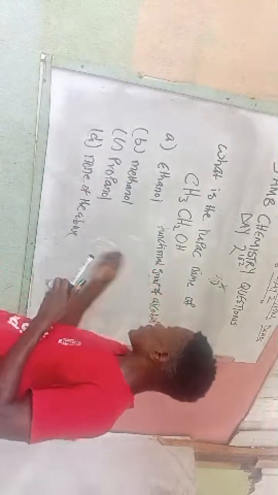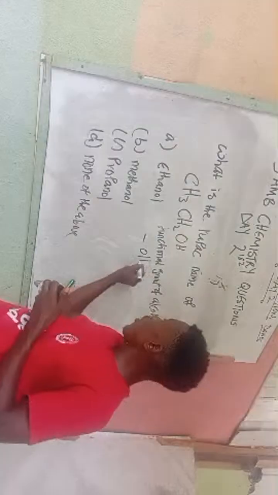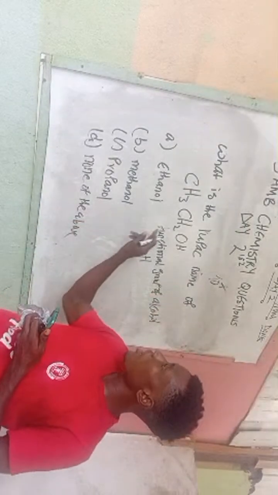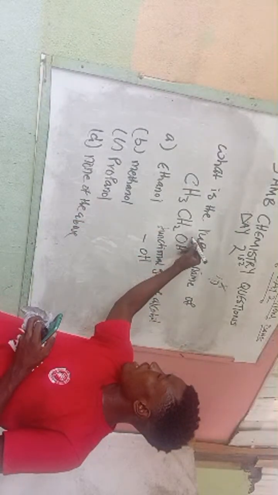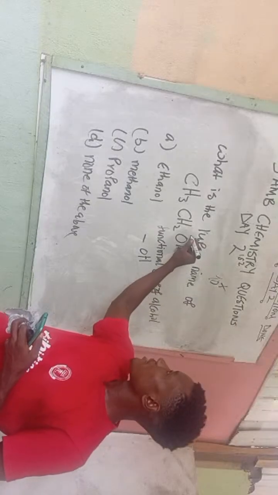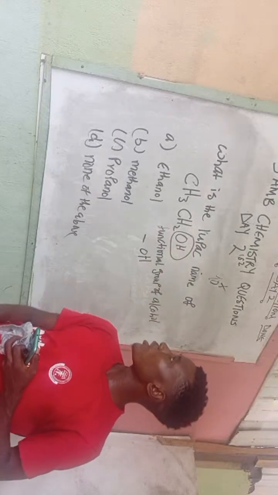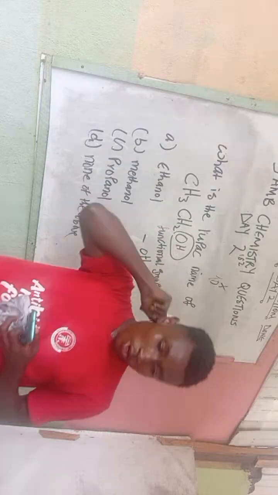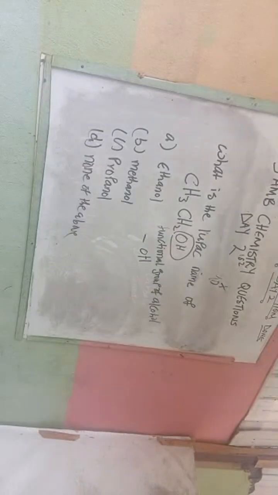But let's continue. So I said the functional group of the alcohol is the OH. And when you look at this equation here, you see the OH located here. This is to tell you that this is an alcohol. So the IUPAC name of that on the board is ethanol.